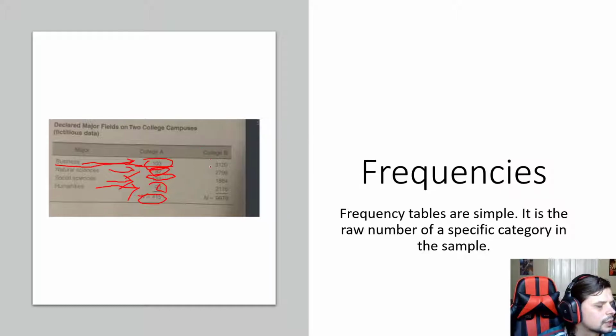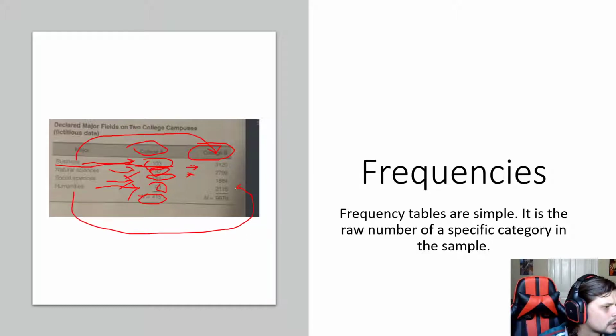And this is just for another college. See, this is college A. This is college B. So, for example, college B has 3,120 business majors and 2,176 humanities majors, and the same thing for these two as well.